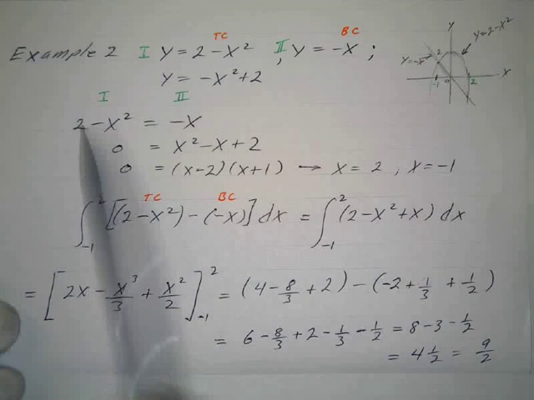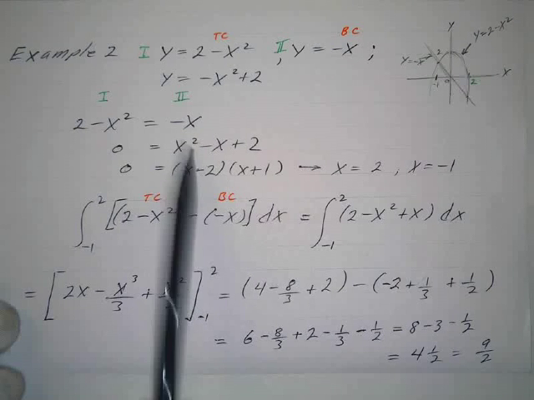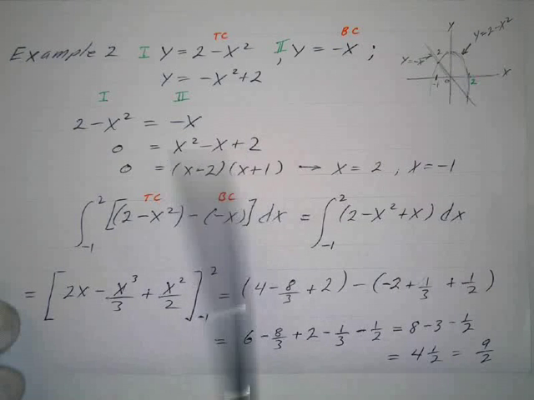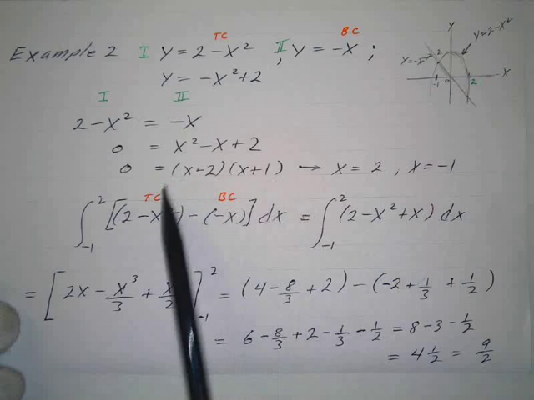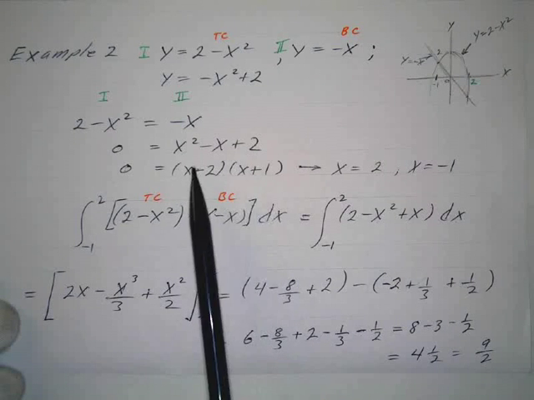We just, like I said, set it equal to each other, and then if I put everything on the right, I've got positive x squared, negative x plus 2. This is a nice simple trinomial. I can factor it. x minus 2 times x plus 1. Okay, signs are the same.